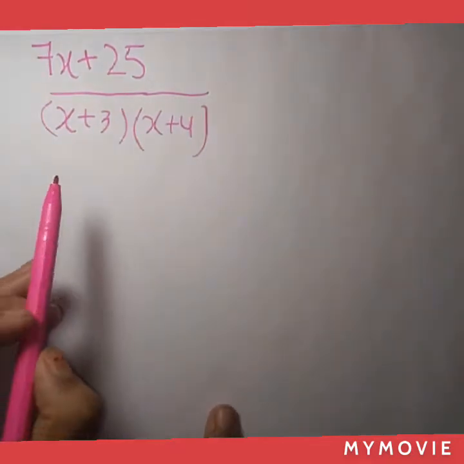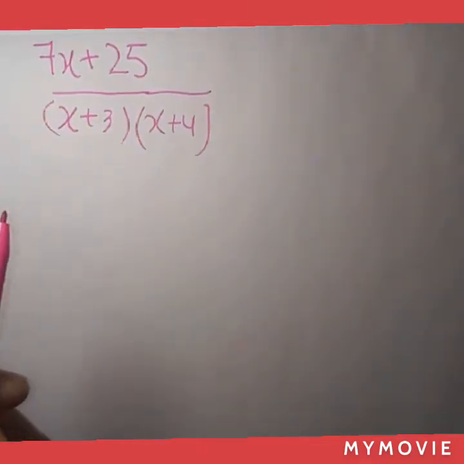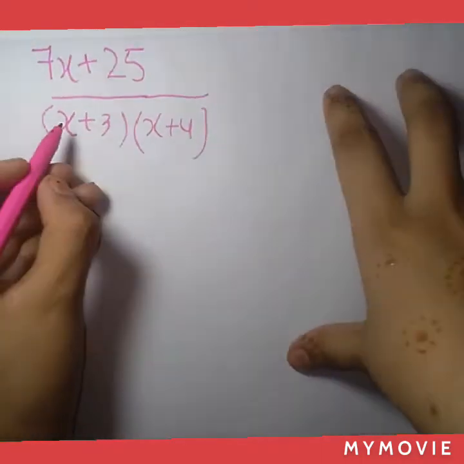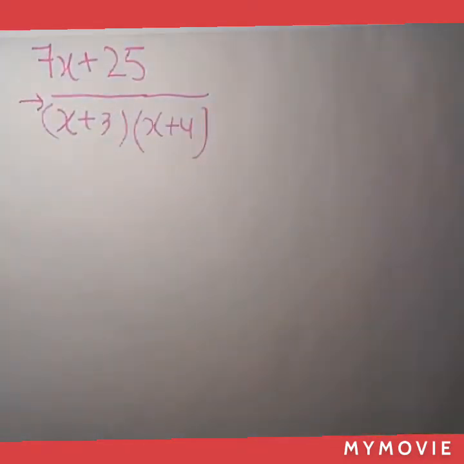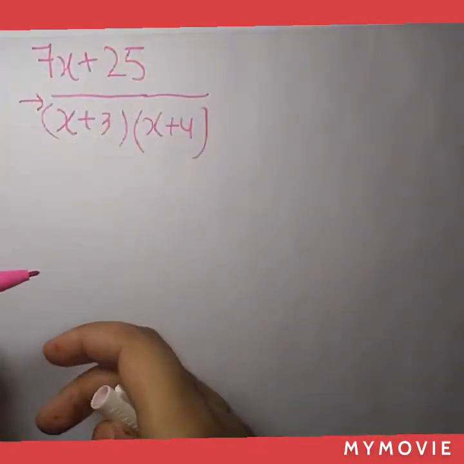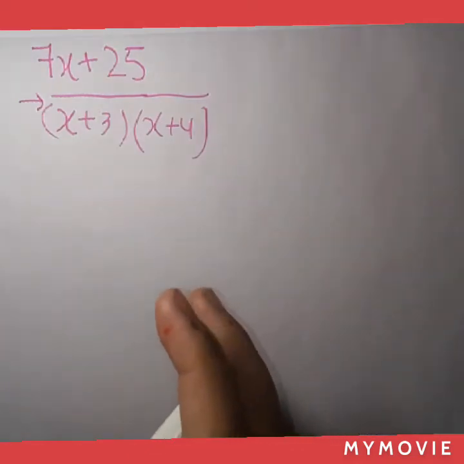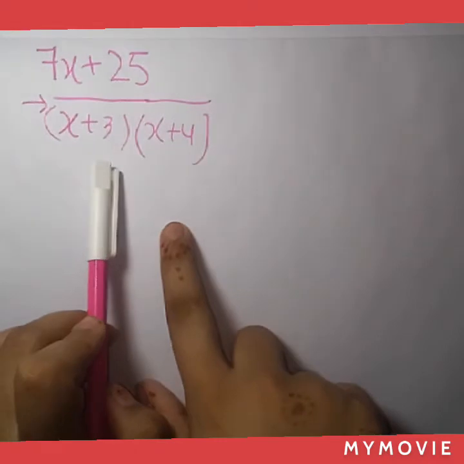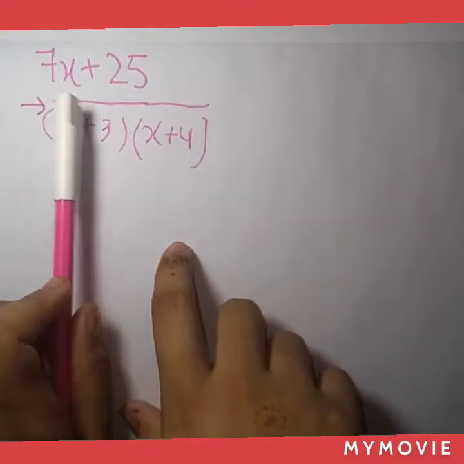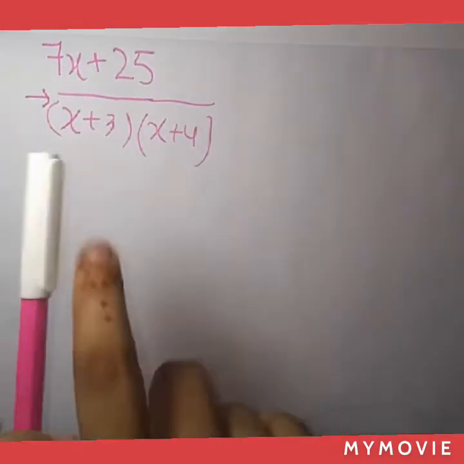I wrote a question there: (7x + 25) divided by (x + 3)(x + 4). It's a general question to explain to you. You can use any kind of question, but the method remains the same. You already know the method of taking the LCM to join fractions on the same side, but this is the opposite of the LCM. It is the method to break a fraction into two parts. This is one fraction, and we have to break it into two parts.